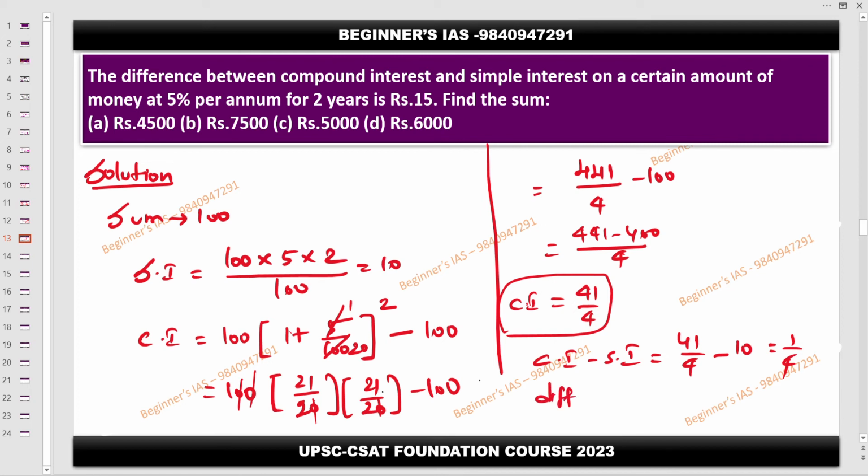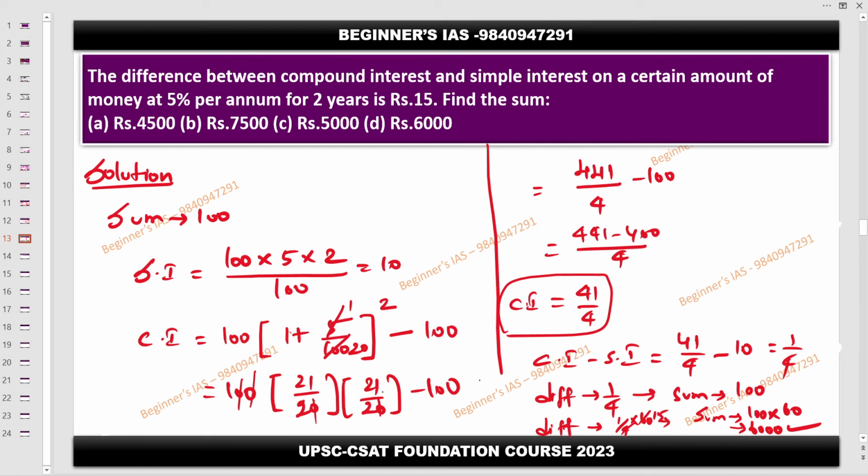If the difference is 1 by 4, the sum is 100. But the difference here is 15. In order to get the 15, what we have to do? We have to multiply with 60 here. Then you will get the 15. So here the sum also you have to multiply with 60. Then it will become 6000. Clear? This model?